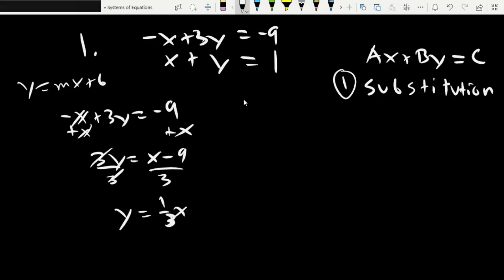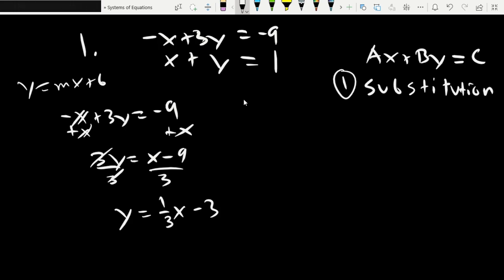1/3 x. That was a weird 3. I don't know why that looked so awful. 1/3 x minus 3. So that's one of the equations. This equation is the same as this one. It's just that this one is in y equals mx plus b form, right? It's in slope form, right?